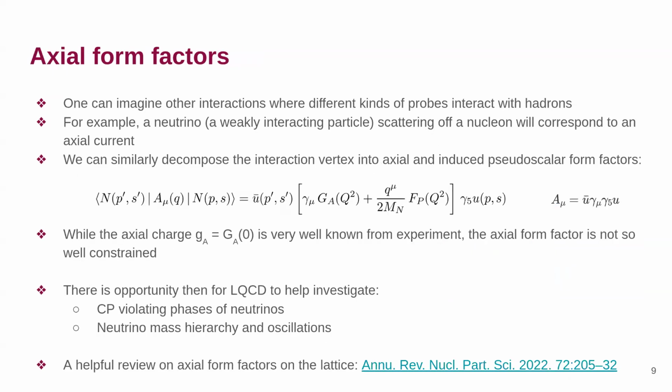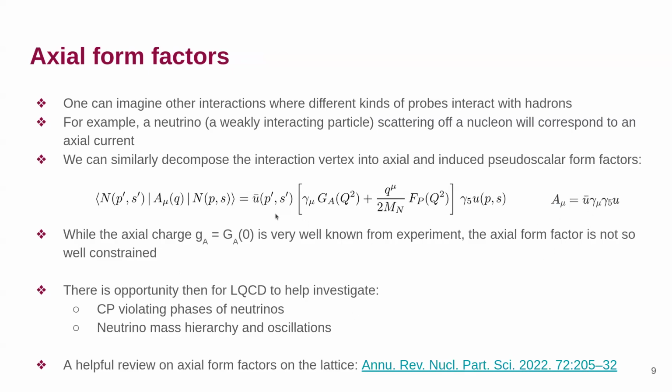I also just wanted to include a slide here about the axial form factors. So these are another kind of form factor we could imagine, rather than a photon interacting with a proton, say a neutrino, so a weakly interacting particle scattering off this nucleon. And so that will carry a different kind of current, an axial current. So we'll have a gamma mu, gamma 5.